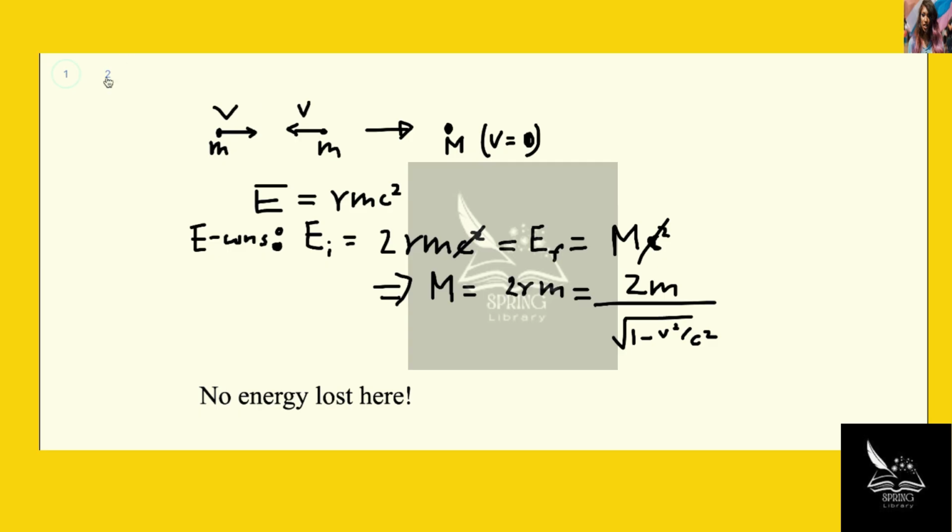And finally, we want to find the amount of kinetic energy that is lost. And so kinetic energy is given as, remember, gamma minus 1 times mc squared, right? And so we have two identical particles with the same magnitude of velocity and mass. So initially we have 2 times gamma minus 1 times mc squared. So that's KE initial. And then finally, we have a particle at rest. So KE final is 0, right?